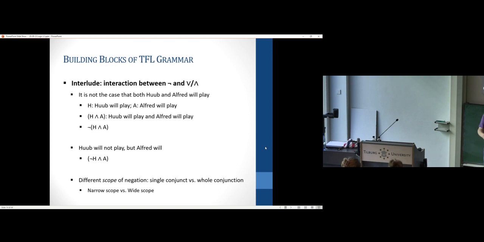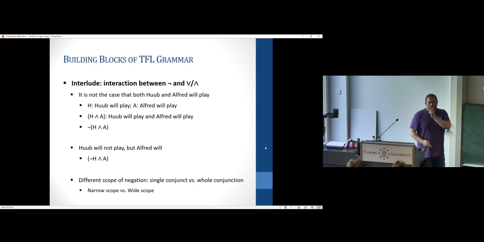So again, we're thinking about it. The widest scope is the whole sentence. Narrower scope is going to be some smaller part of the whole thing. Again, we're going to talk more about this. It's just helpful to have this flashed up already.